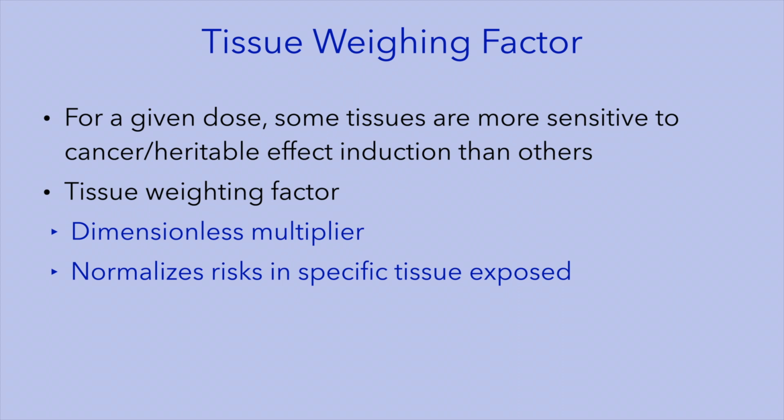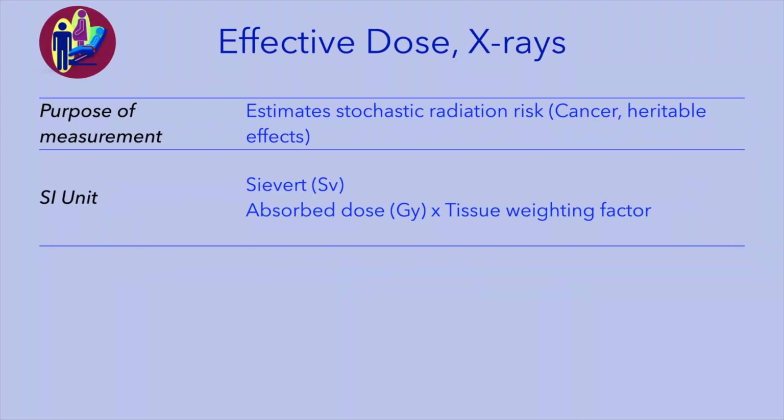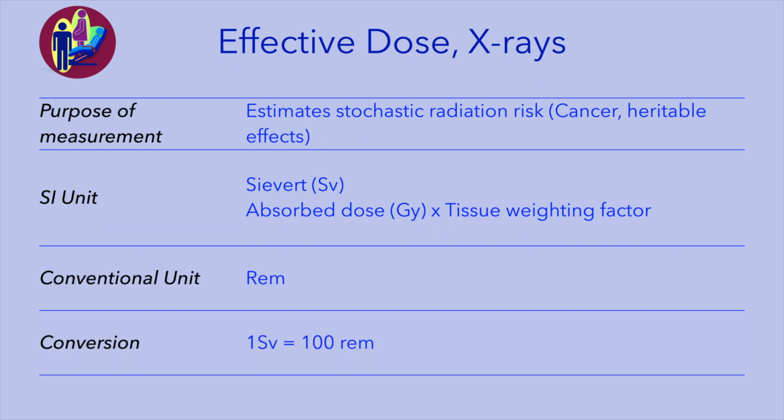Effective dose considers that certain tissues are more sensitive to cancer or heritable effect induction than others. Considering this differential susceptibility, tissue weighting factors have been derived for individual tissues. When the risk of cancer or heritable effects is higher, the tissue weighting factor is higher. Thus, effective dose normalizes the absorbed dose to an estimated effect. The SI unit is sieverts and the conventional unit is rem.